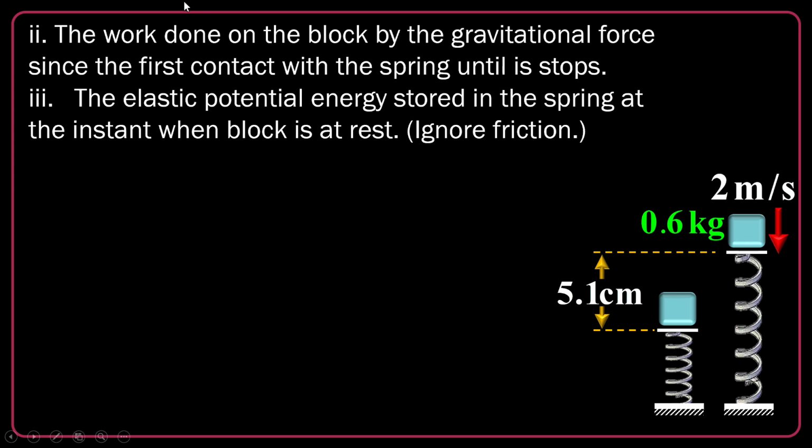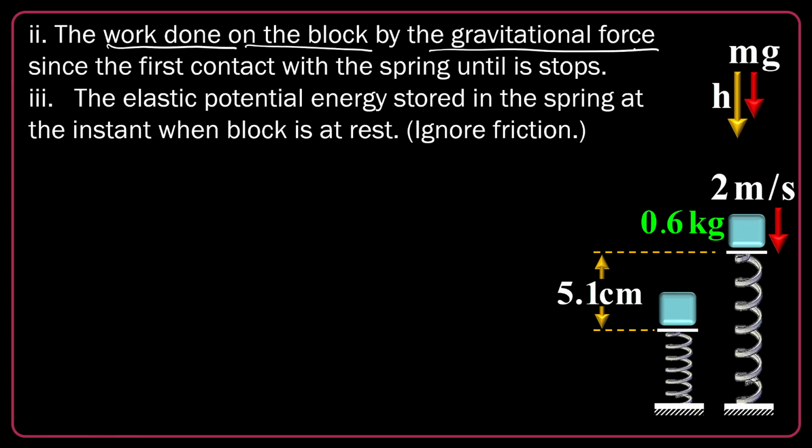Part II. The work done on the block by the gravitational force since the first contact with the spring until it stops means through a distance of 5.1 centimeters. Here, you know that gravitational force is always downward, mg downward, and the distance traveled is h, again downward from here to here. So if I'm looking for the work done on the block by the gravitational force, I will ignore any other forces except mg.